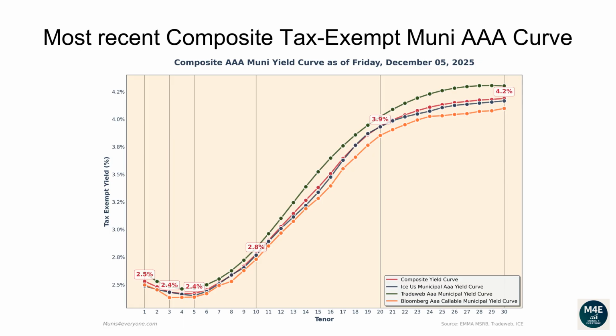The one-year composite tax-exempt yield is 2.53%. The two-year yield is 2.48%. The three-year yield is 2.43%. The 5-year yield is 2.42%. The 10-year yield is 2.78%. The 20-year yield is 3.94%. The 30-year yield is 4.19%.